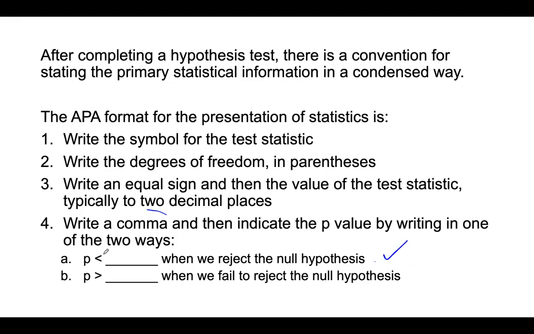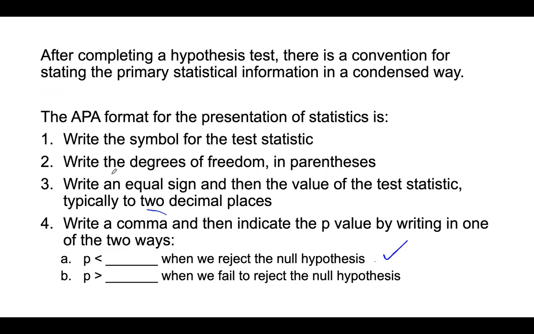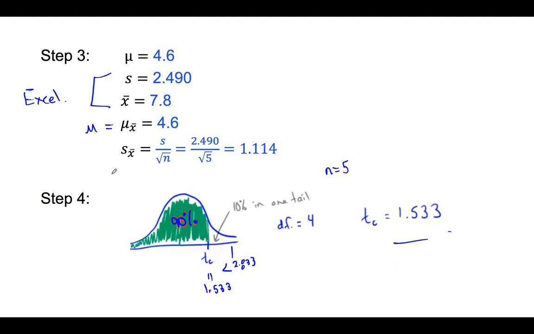So P is less than. So we write P is less than, and then we write to what significance. So 0.1. So this is how we write it in this particular way. Now, this brings us to confidence interval. So give the 95% confidence interval for the mean number of the counseling sessions for the population of students that sign the contract. So let's repeat this question a little bit.